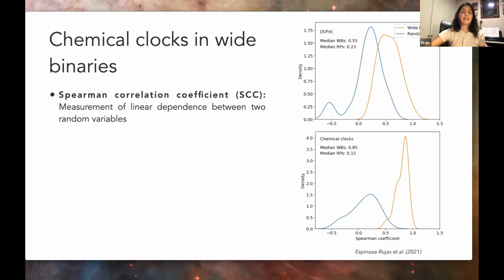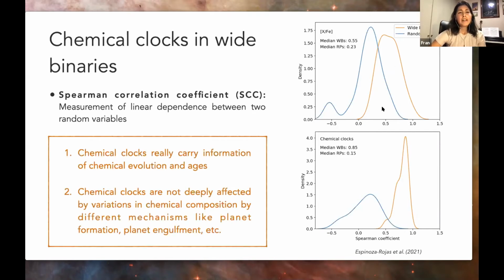And if chemical clocks were just reflecting abundance ratios, their one-to-one correlation should be comparable with the correlation found for individual abundances, which is the one in this panel. So our results imply that chemical clocks are even more consistent, and therefore they do not only trace chemical homogeneity among white binaries, but they also trace age information as well.